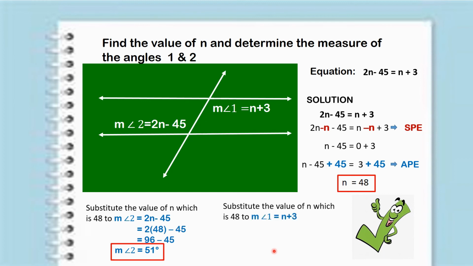Then we will substitute the value of n to n plus 3. So we have 48 plus 3. The answer is 51. So the measure of angle 1 here is 51 degrees. Are they equal? Yes, the two angles are equal.